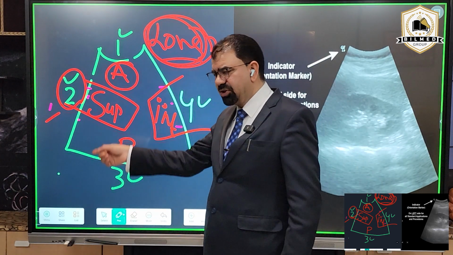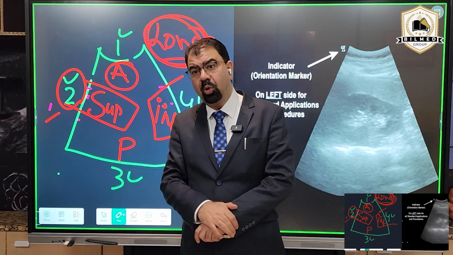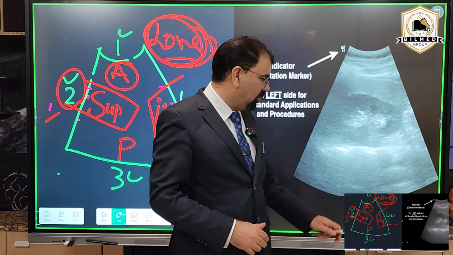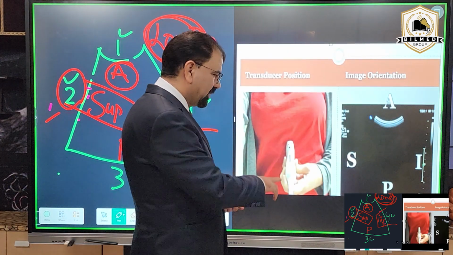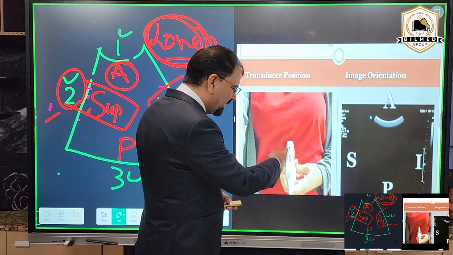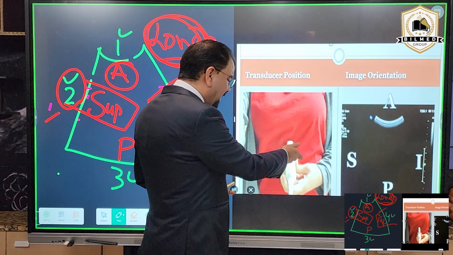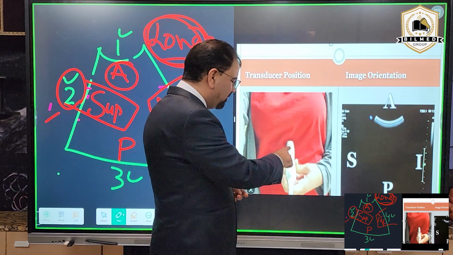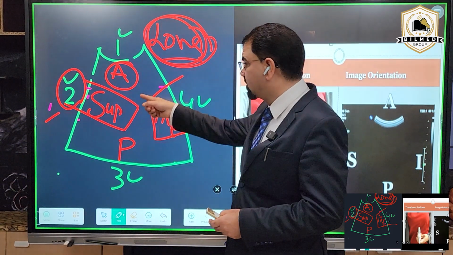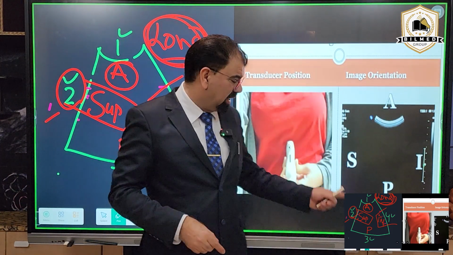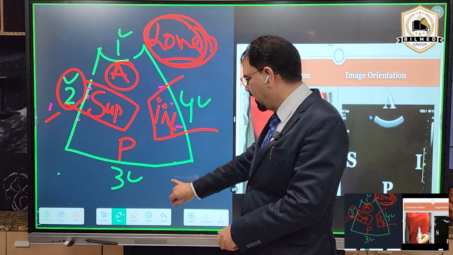This screen orientation is applicable when I am rotating the probe clockwise. What I mean by clockwise is that when this probe marker is going towards the head of the patient, what if I rotate this anti-clockwise and this probe marker now goes towards the foot of the patient? What will happen to the screen orientation if I have rotated not clockwise but anti-clockwise? Others, post in the comment box.